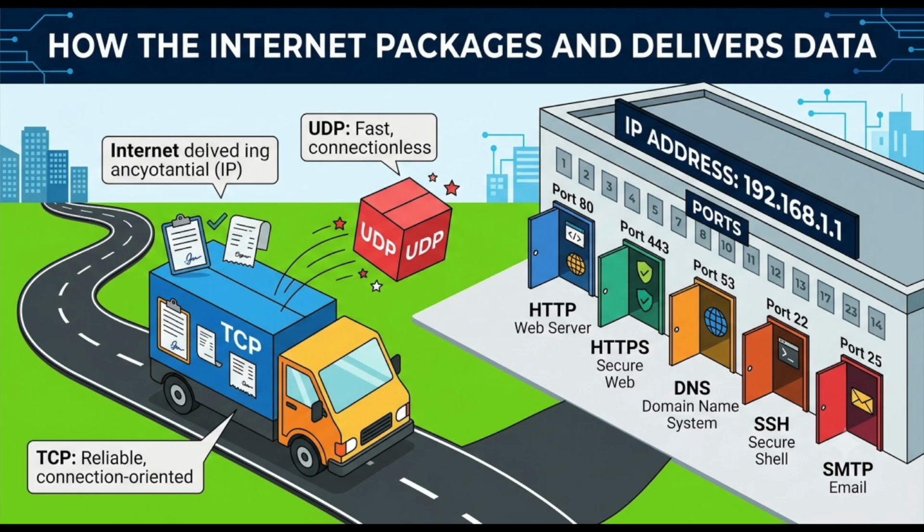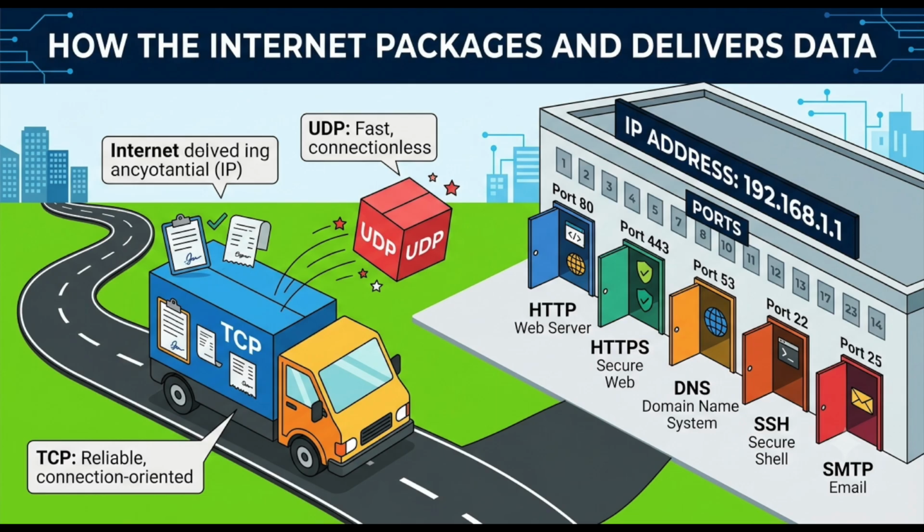Okay, so we have our IP moving truck driving down the road. It's loaded up with either careful TCP boxes or fast UDP boxes. But how does the truck know exactly where to park? That's the next big piece of the puzzle. And when the movers carry the boxes into the building, how do they know which room gets which box? Right, so this is where we move from the truck to the destination.